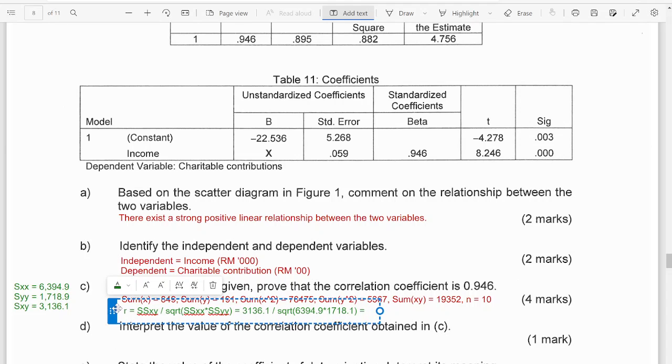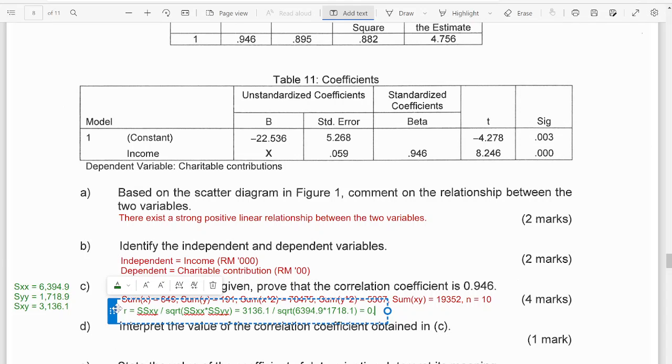So let's just calculate this one. So your 3136.1 divided by the square root of 6394 multiply with 1718.1. Okay, you will get the value to be 0.946, right? So kita akan dapat lah.